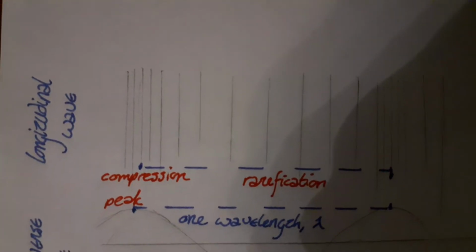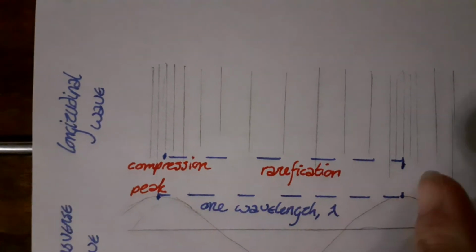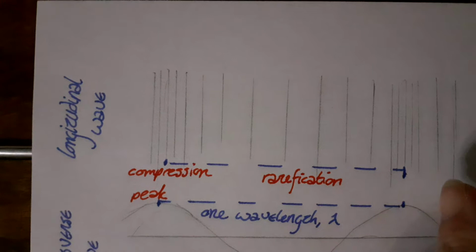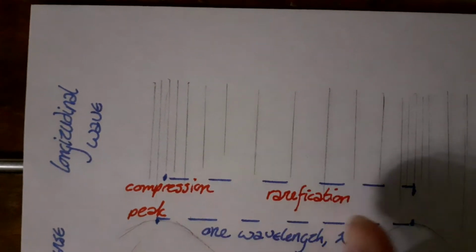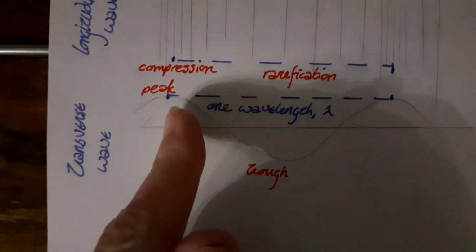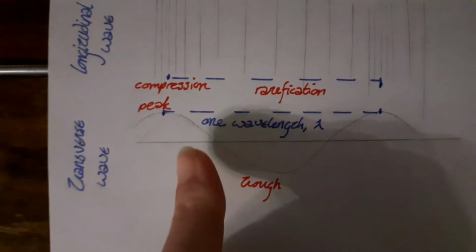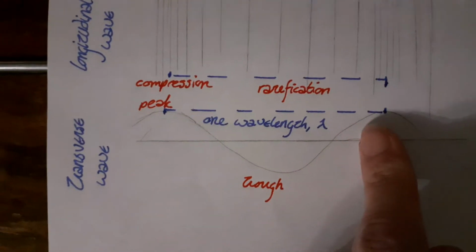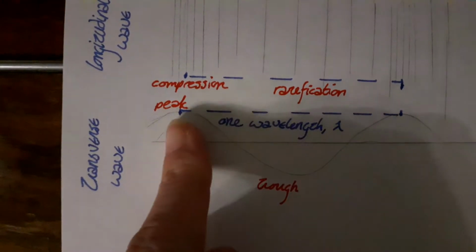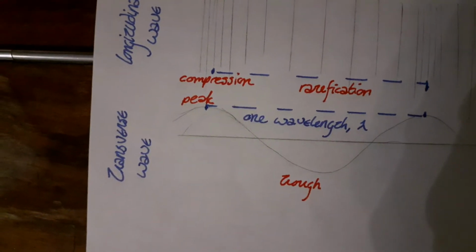Okay, so I've got my longitudinal wave here with its compression, rarefaction, compression, and spacing out again. And one wavelength is from one compression through to the next. So that is one wavelength. Okay, and I've got a transverse wave underneath it with a peak and a trough labelled on there. And one wavelength is from peak to peak. So our transverse wavelength, peak to peak, we have got one wavelength.